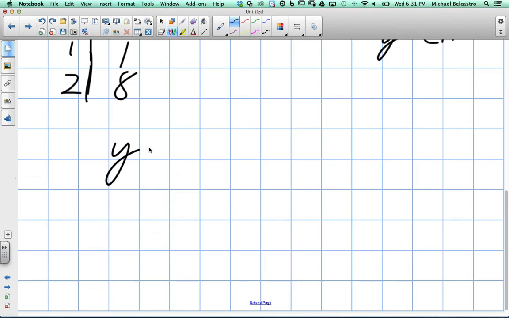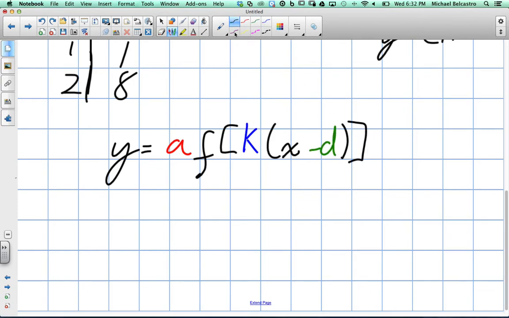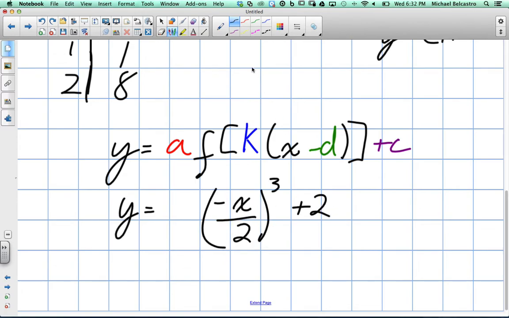y equals a of whatever the function is, bracket k, x minus d, plus c. The function they've given us says y is equal to -x over 2, cubed, plus 2. Okay, the c is pretty easy to pick out.